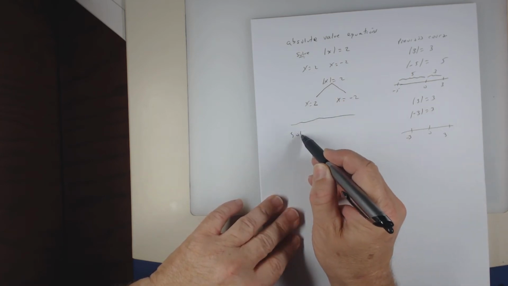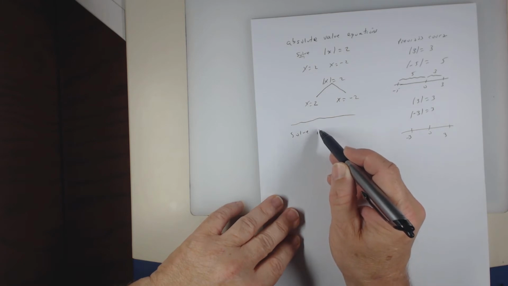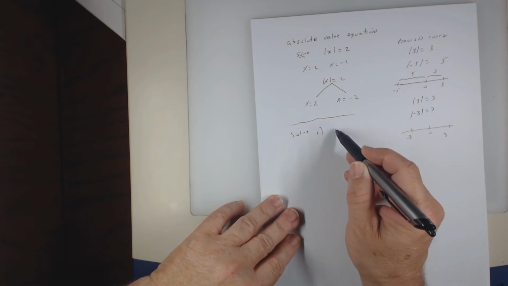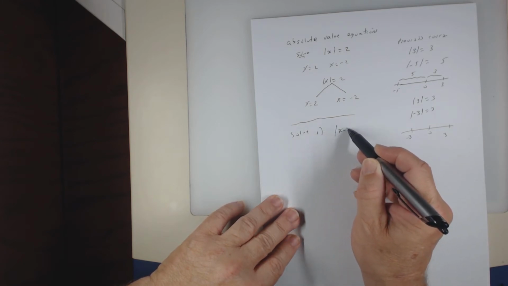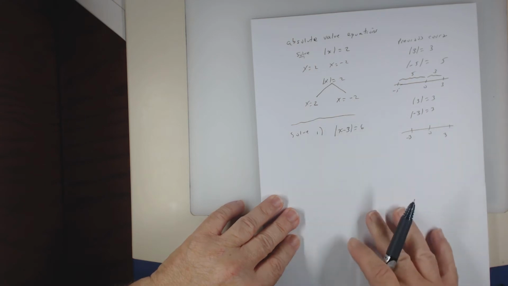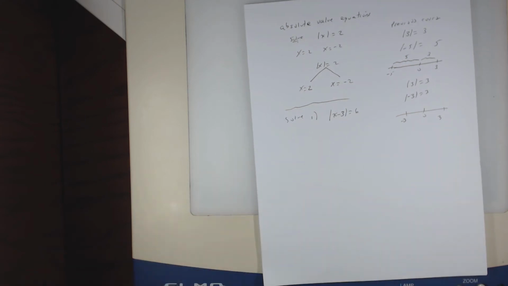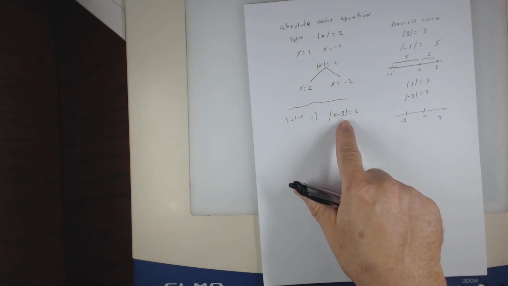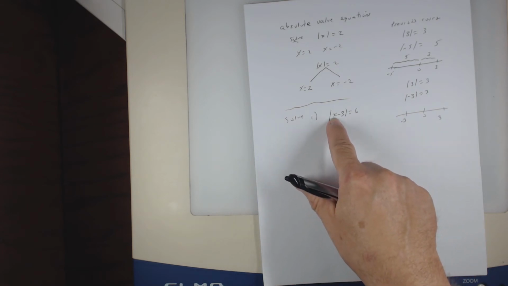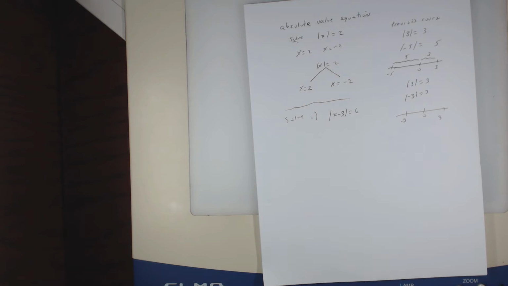What if you want to solve? Let's put this number 1. What if you ask to solve the absolute value of x minus 3 is equal to 6? Okay, same idea. So I want to know what must x be so that the distance of x minus 3 is 6 units from 0. So that's what you're asked to find.